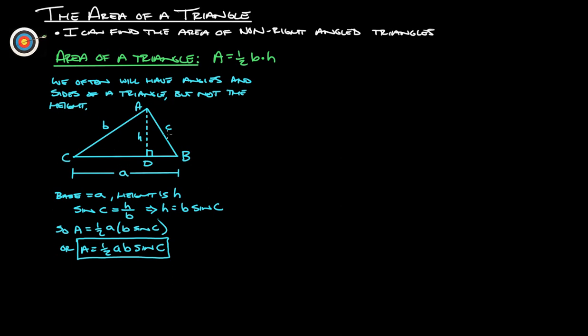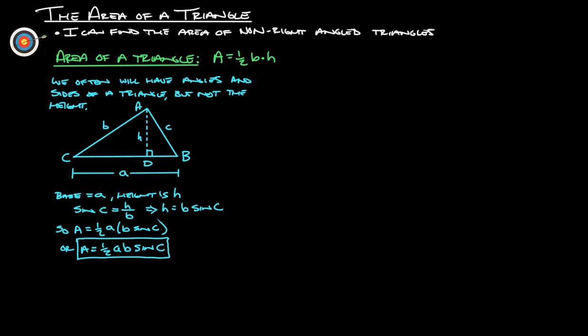Across from big C is little c, across from big B is little b, across from big A is little a, this whole thing here. We're just calling that point D. We know that the base here is going to be side a, this right here. The height is going to be h. Now, here's the cool thing.